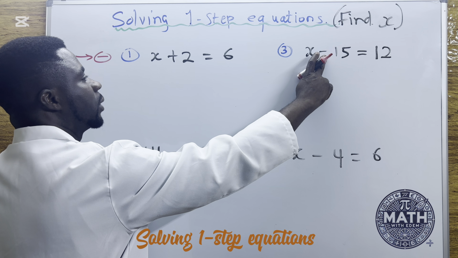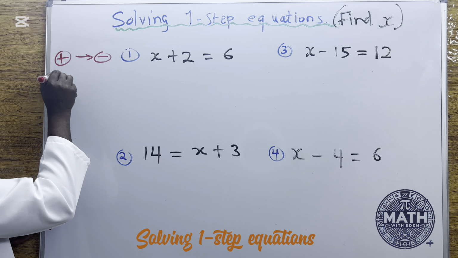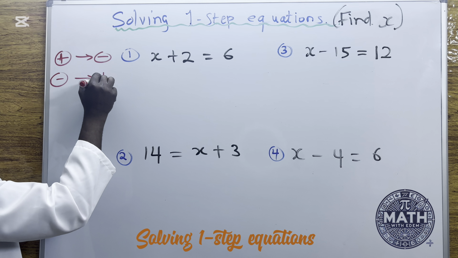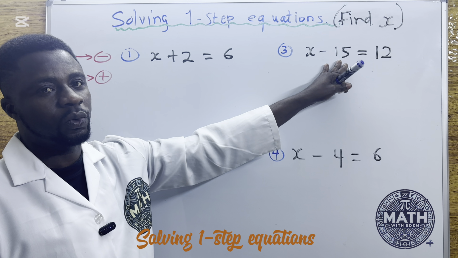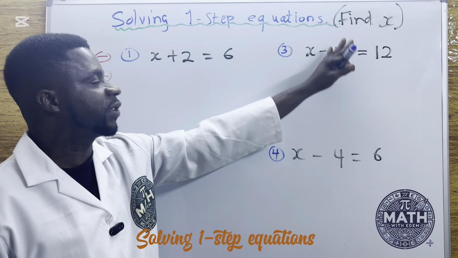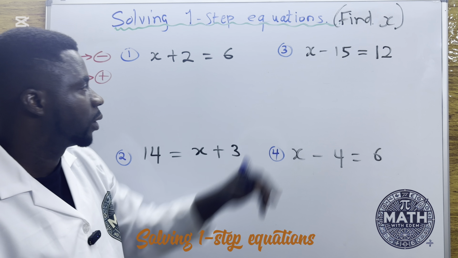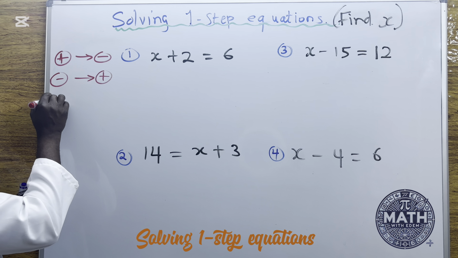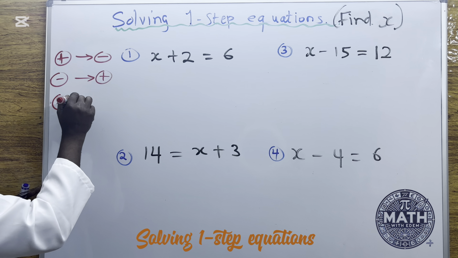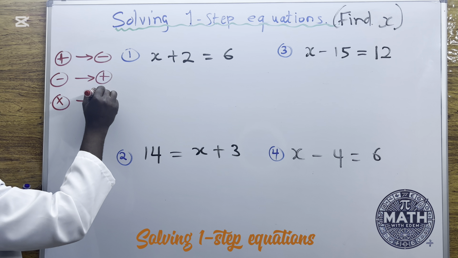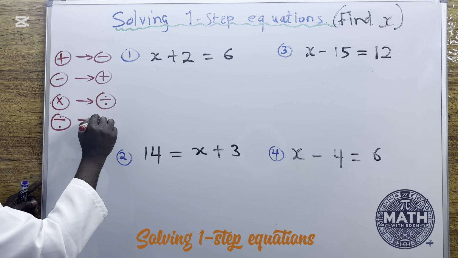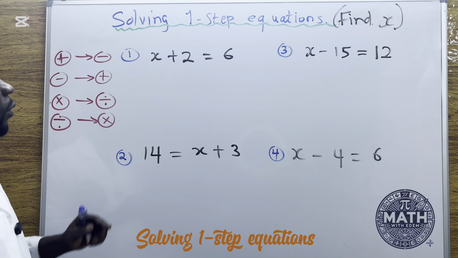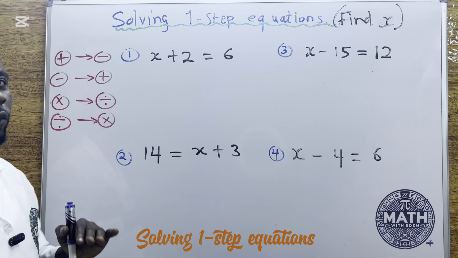Let's look at number 3. Here there is subtraction, so in equations, subtraction results in addition. The variable is x and the constant is 15. If we want to find the value of x, we are going to add, because this is subtraction. Great. Now, when there is a multiplication, we are going to divide. And when there is a division, we need to multiply.